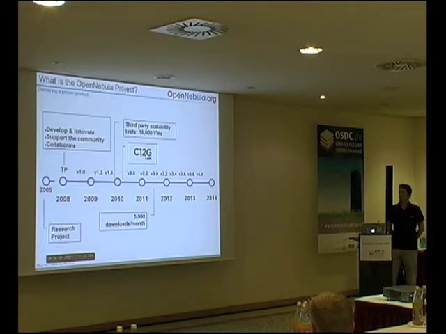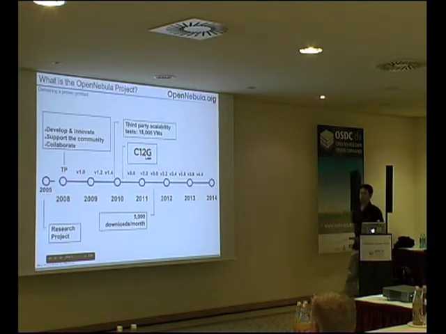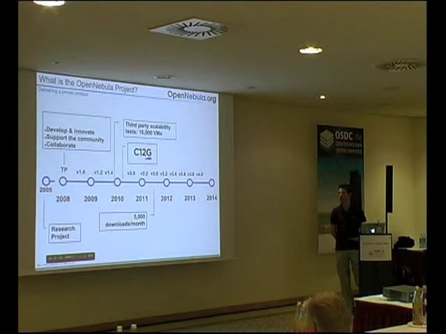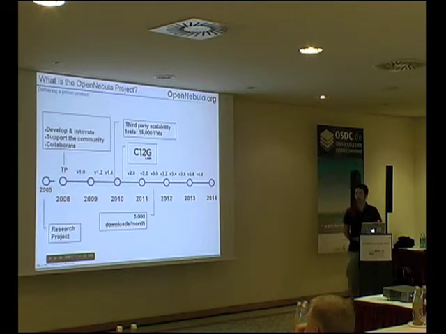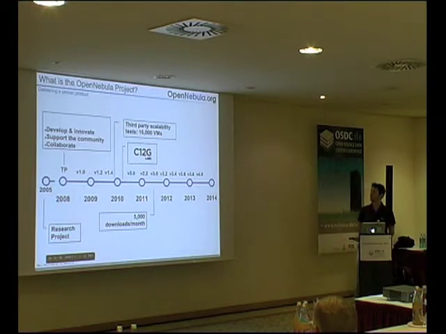Okay, so the OpenNebula project started in 2005, or sometime before that, in a research group in a university in Madrid, Spain. It started as a research project, and in 2008, we delivered the first technology preview with the aim of developing and innovating in the field of cloud computing. From that, we have had various versions of the software until the upcoming 4.0, that it's going to be in this stable release in probably a couple of weeks.